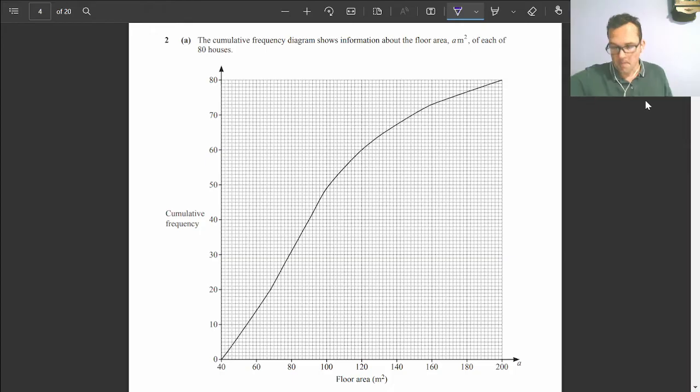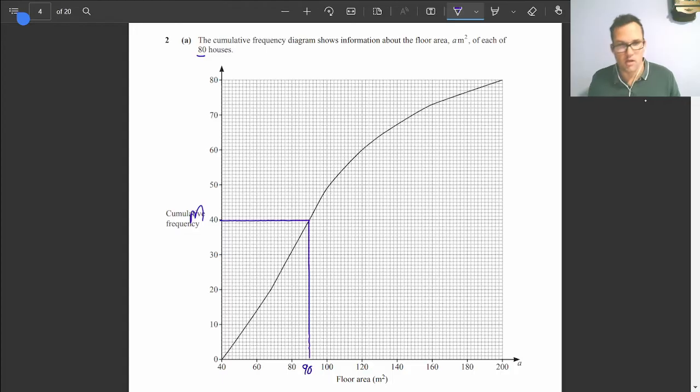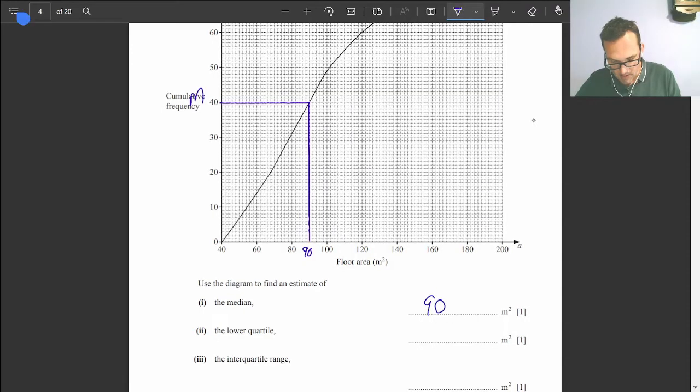Question 2a. First, they want us to find the median. Remember, the median is the middle value. So having 80 houses, the middle would be, of course, 40. So that's where we find the median. Use a ruler and a sharp pencil and show this. We go across till we meet the graph, and then we go down and we look carefully. We're exactly halfway between 80 and 100. So that is a median of 90.